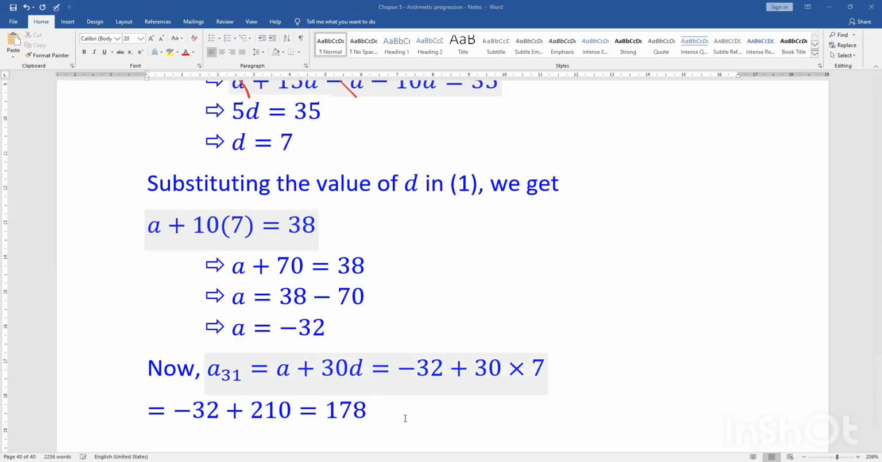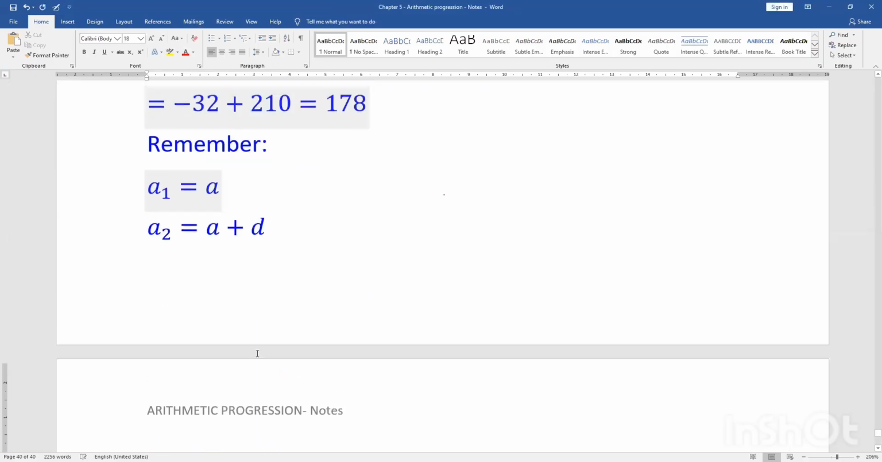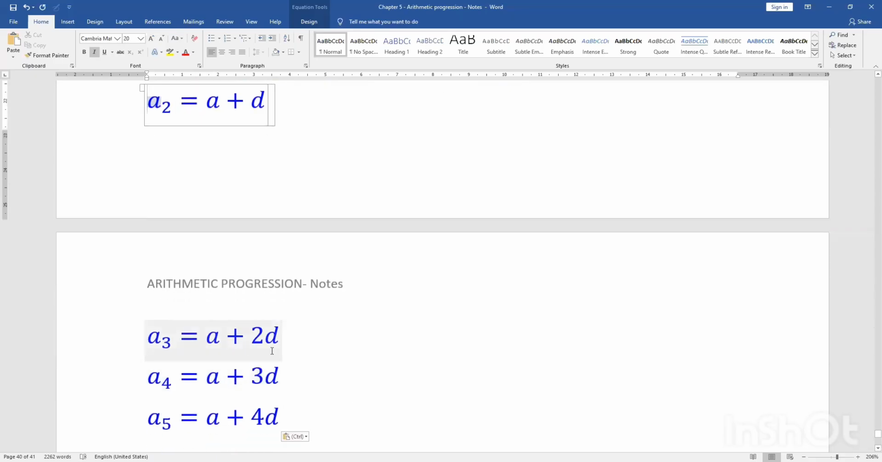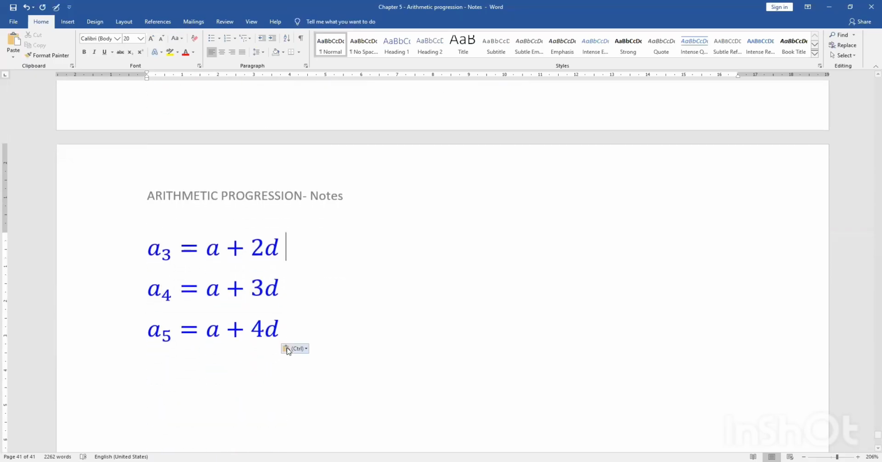Okay. I just wanted to tell you something. Just remember this: whenever we have an AP, we have A1 as A, A2 means A plus D, the second term. Then the third term is A plus 2D, the fourth term is A plus 3D, A5 is A plus 4D. Okay, children.